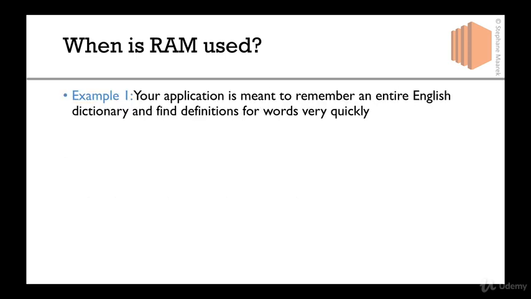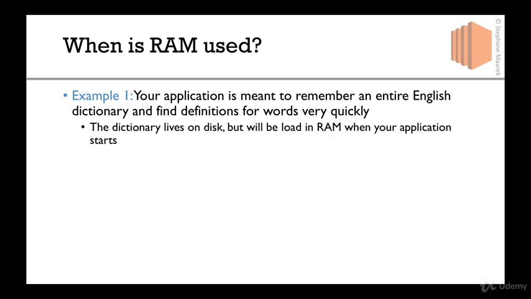So now let's go through examples just to pique your curiosity and really make you understand when RAM is used and when it is not. Now say we create an application meant to remember the entire English dictionary and find definitions for words very quickly. So someone may come in and say, I want to know what castle means, and the application looks up what castle means.